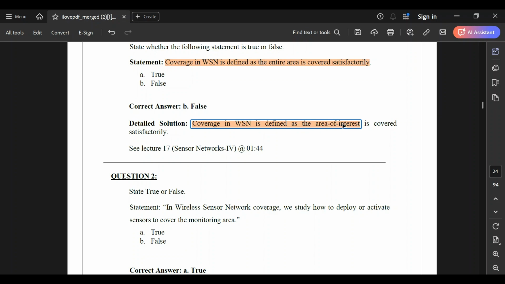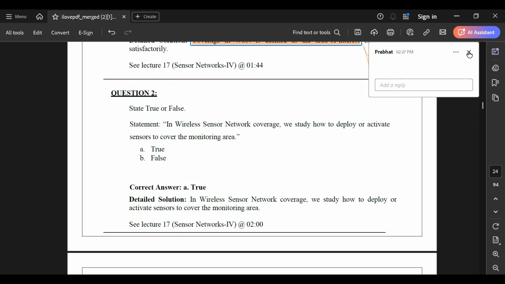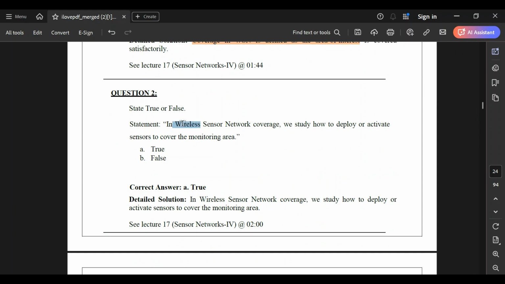So area of interest is the key point here. Moving to the next one. Now we are moving to the next one. In wireless sensor network coverage, we study how to deploy or activate sensors to cover the monitoring area.